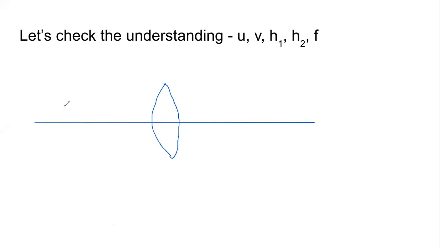Now, if I keep the object here, tell me my u, will it be positive or negative? Quickly. Positive. No, wrong answer. It is negative because it is on the left hand side of the lens.